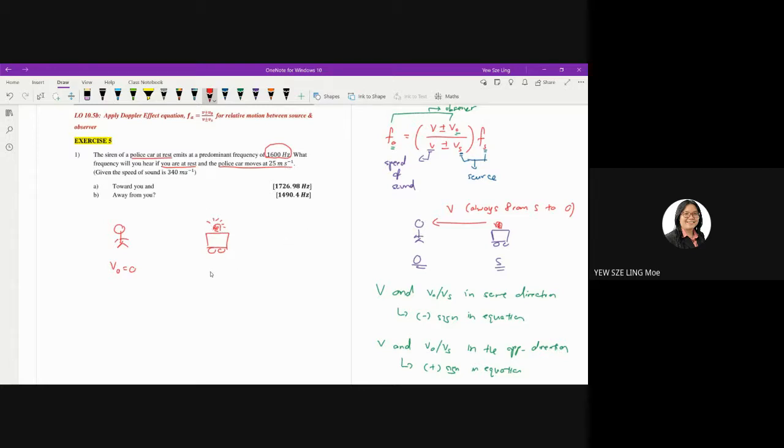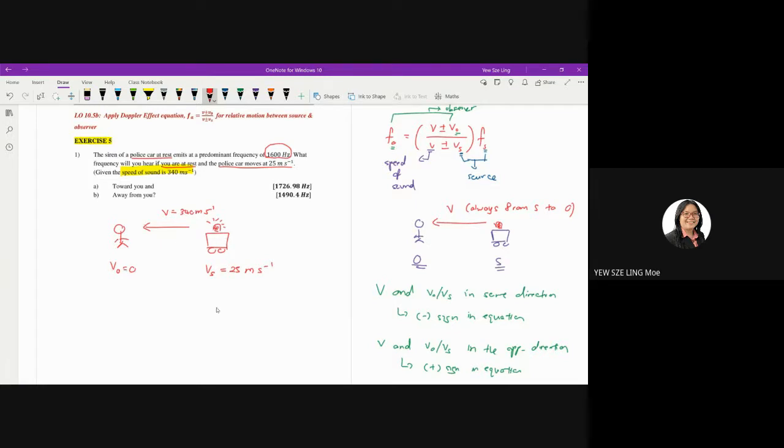So this police car is acting as a source, the thing that emits sound. So Vs equals 25 meters per second. What we know is the direction of V is always from source to observer. So this is our V. And V is given as 340 meters per second. It is a constant value, usually given by the questions. So V is equal to 340 meters per second, the velocity of sound.